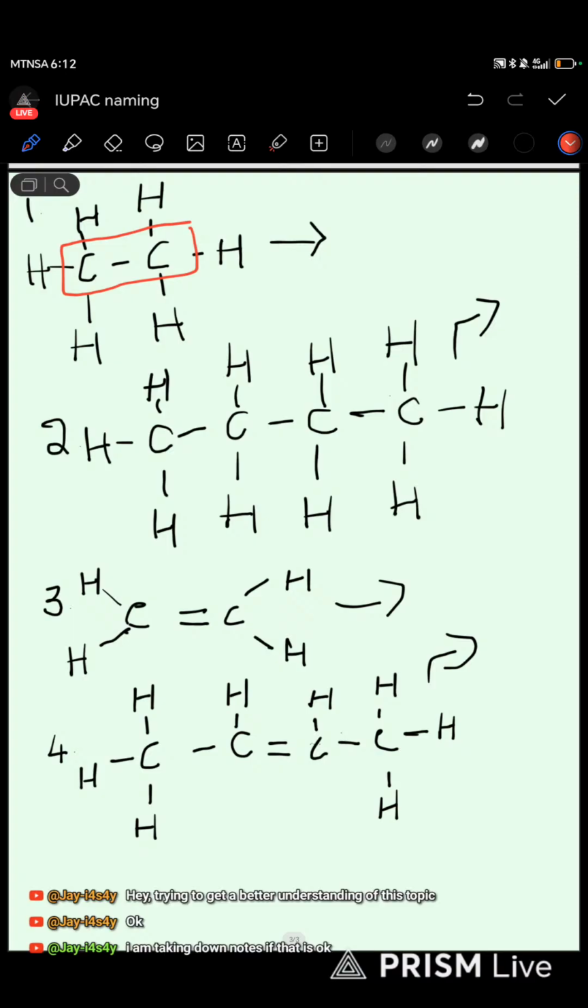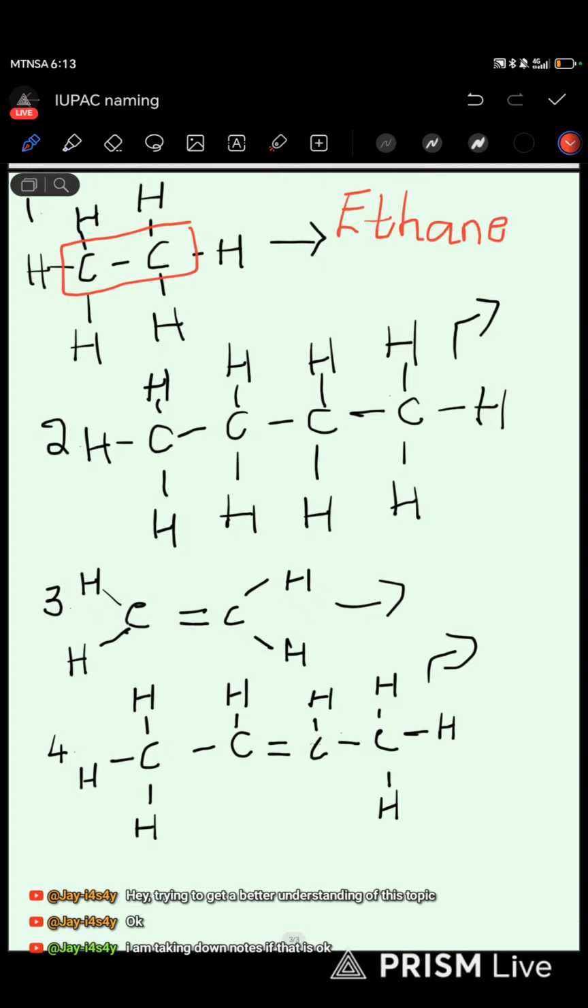So this example, because it has two carbons and it is an alkane because it's only single bonds, is going to be ethane. Ethane, because there are two carbons. Let's look at this one, number 2.